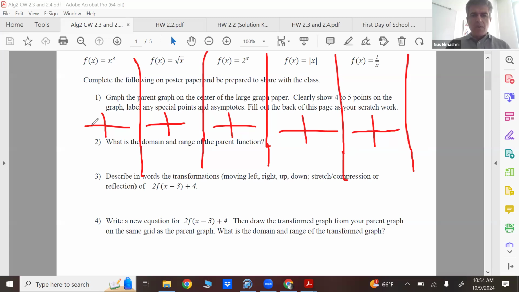Okay. So x cubed. Let's think about it. Is there any reason why we need to restrict the domain for x cubed? We can plug in anything we want if we want to cube it. So what if I plug in 0 for x? What's y going to be?